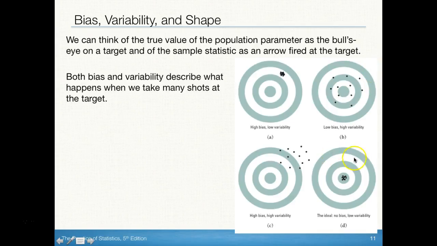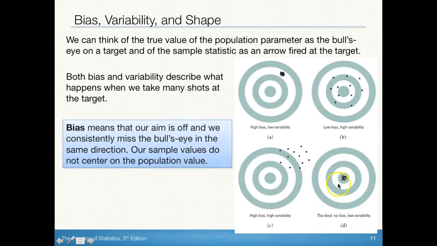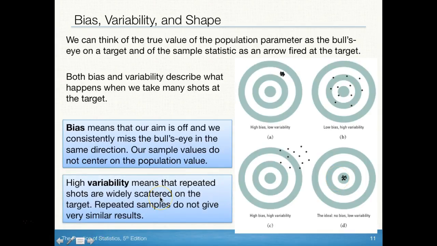The ideal situation is to have no bias, so to have the center of our distribution, our sampling distribution, be centered at the true value of the population parameter, and to have low variability. So bias means that our aim is off. We want to have low bias, or in this case, no bias. And high variability means our results are widely scattered. We don't want that. We want low variability and no bias.